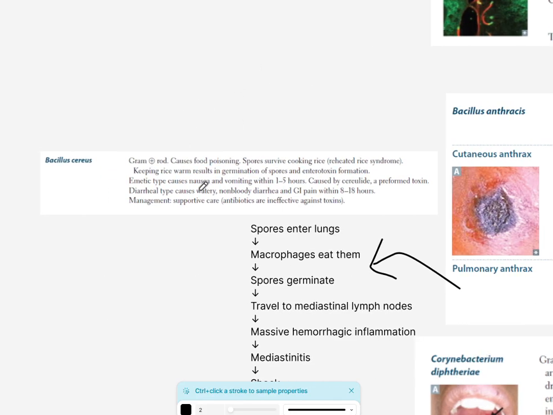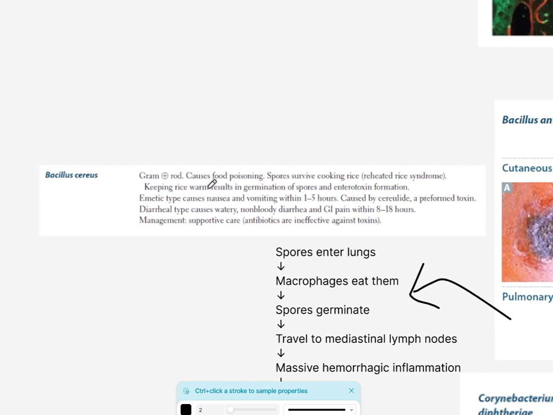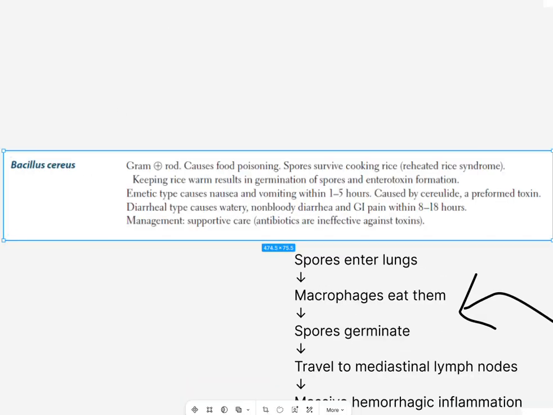Moving on to the other kind of bacillus, which is Bacillus cereus. Now Bacillus cereus is closely related to Bacillus anthracis and Bacillus subtilis, which is also another type of bacillus, which is not important. But remember that unlike anthrax, Bacillus cereus mainly causes food poisoning. Again, it's a gram-positive rod. It causes food poisoning, and the shape is like a rod since it's a bacillus. And yes, it is spore forming.